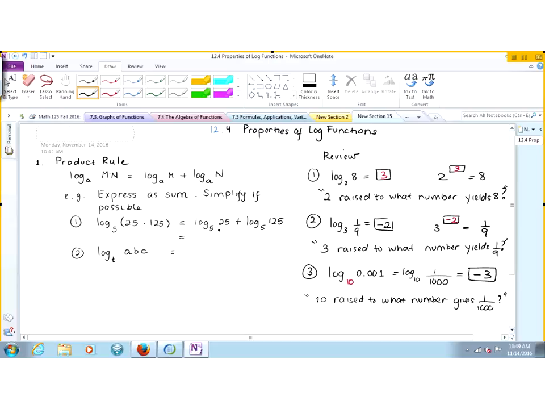Now, let's go back to our original problem. What is log base 5 of 25? 5 raised to what number gives me 25? So what's my answer? 2. Does everybody know this is 2? So I am asking 5 raised to what number will give me 25? And the answer is 2. Now, what is log base 5 of 125? So what question am I asking here?